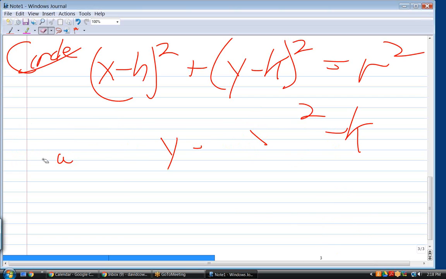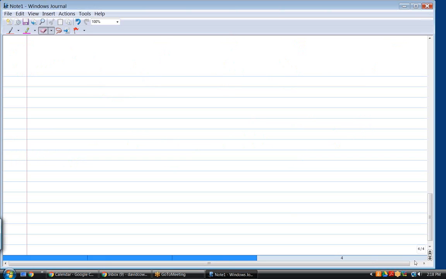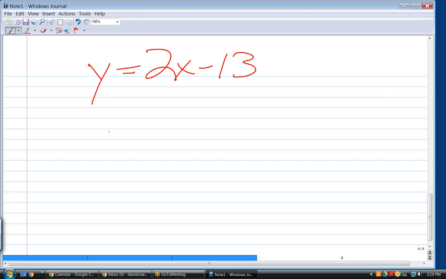Okay, what else you got in the way of specific problems? Well, there were these ones where you had to solve systems of quadratic and linear equations. Okay. Like y equals 2x minus 13 and y equals x squared minus 6x plus 3.